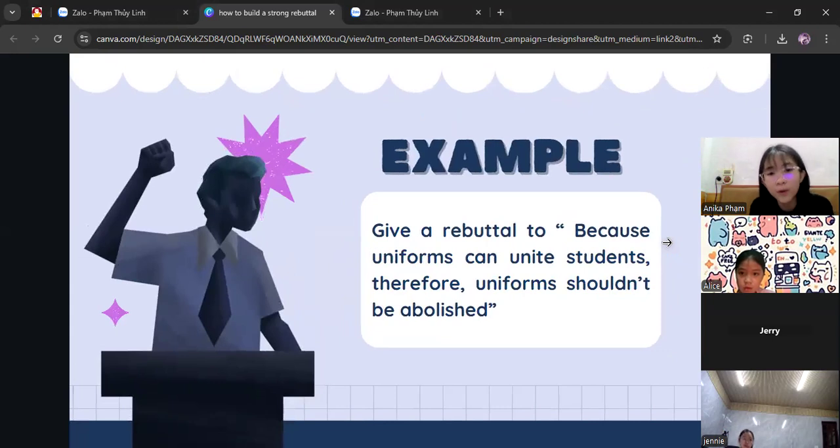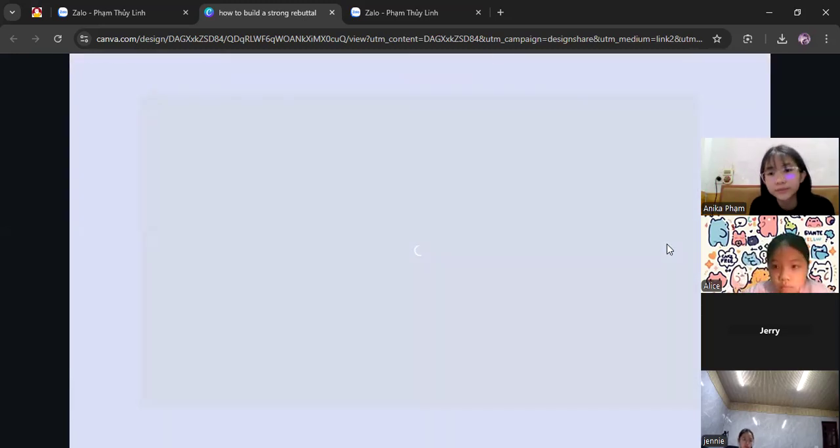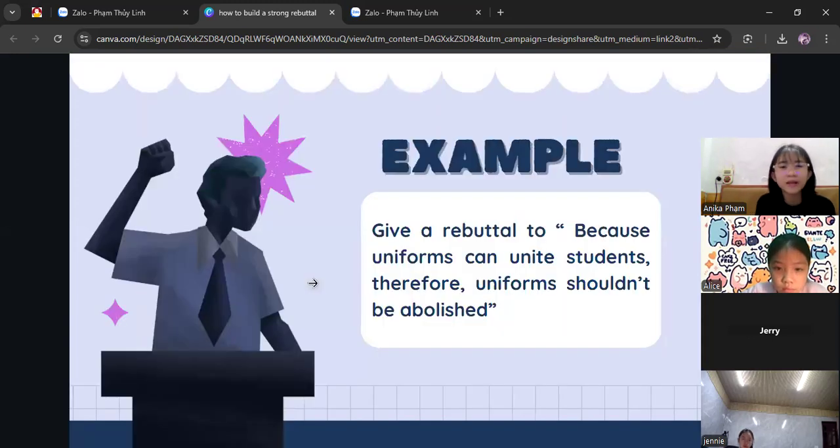All right. So for example, give a rebuttal to: because uniforms can unite students, therefore uniforms shouldn't be abolished. So in our opinion, even if this claim is true, it is not going to be beneficial for the students as a whole because many kinds of uniforms are the same uniforms of a school, however they are different in clothes. For example, some can wear long pants, some can wear trousers, and some can wear skirts. This is not united, and this is not uniting the students. However, this is only creating a separation and better reasons for the bullies to bully the other students who don't wear the same uniforms as they do.